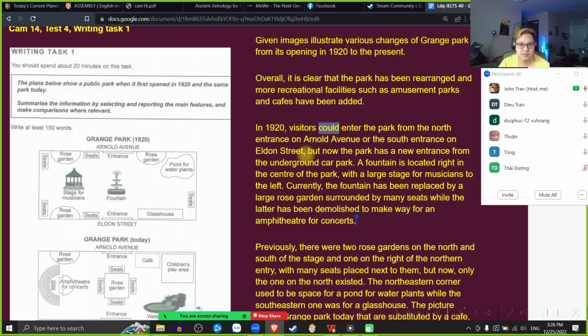Very good. Could, past tense of can. But now the park has a few entrances from the underground car park.